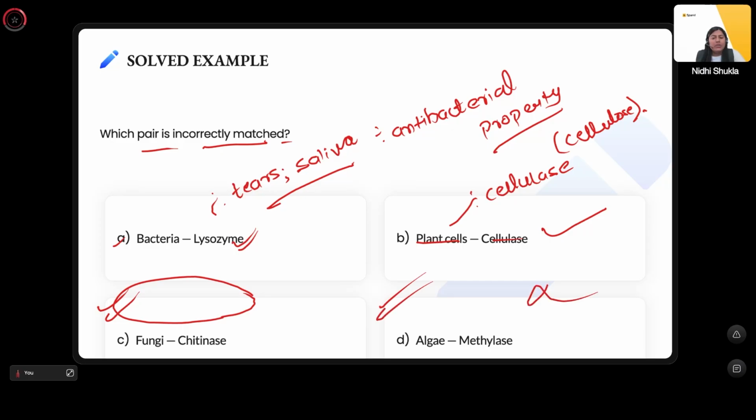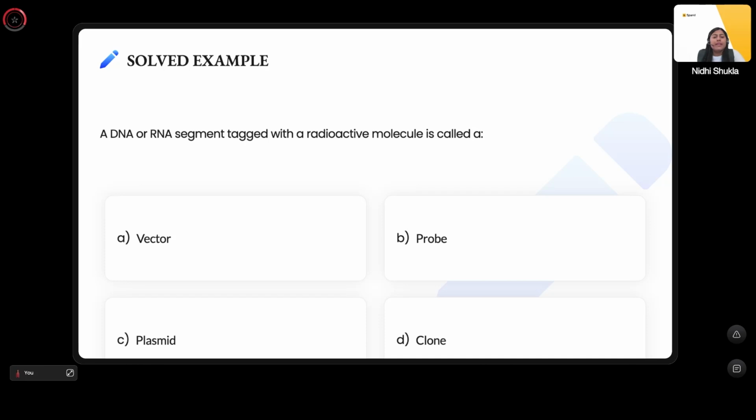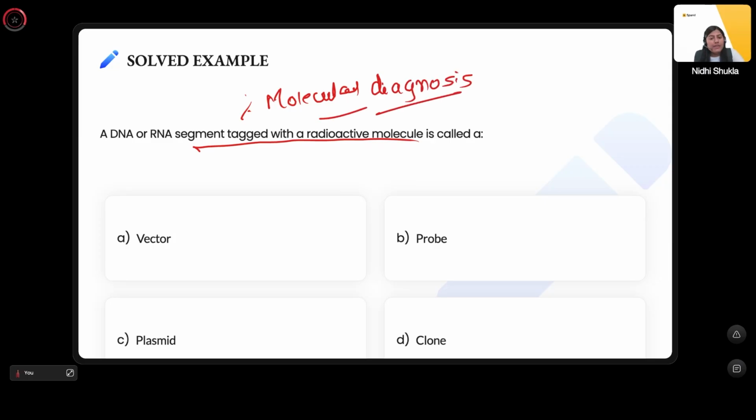Okay, for algae, you will not be using methylase. Now, next question. A DNA or RNA segment tagged with a radioactive molecule is called, again, a very important step that you use in molecular diagnosis. You do this when you want to detect a disease at a very early stage. Why do you need to detect a disease at a very early stage? Because the earlier you detect disease, the quicker or the more effective its treatment plan begins.